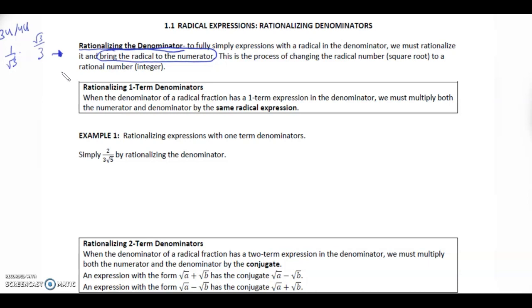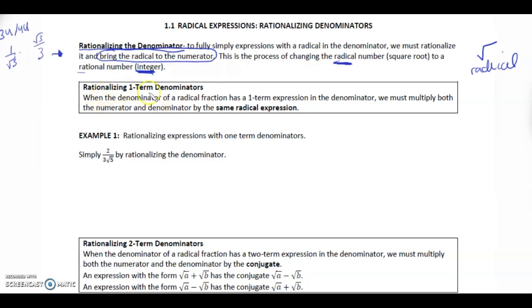We're also going to go over something called a conjugate, which is going to come back, okay? And we're going to recall difference of squares. So lots of recall here. So this is the process of changing the radical number. Whenever you hear the word radical, just think square root, okay? This is a radical. And what we're doing is we're changing the radical number to a rational number, which is an integer.